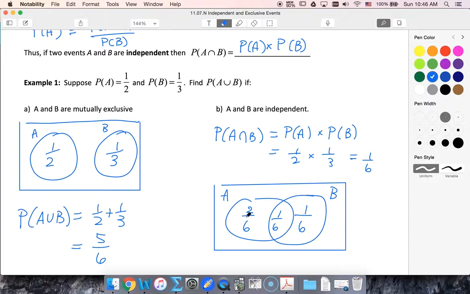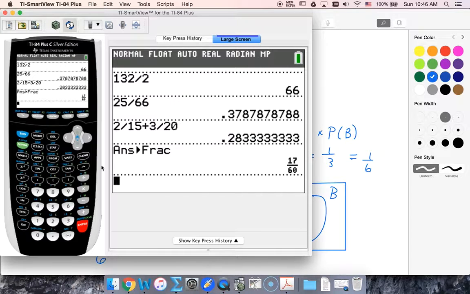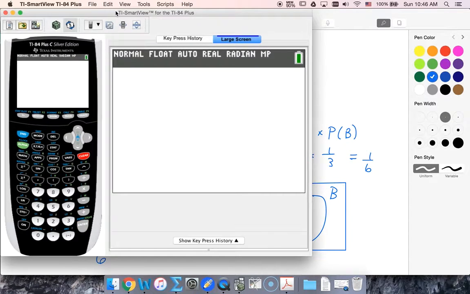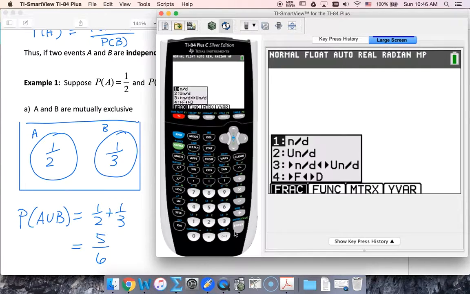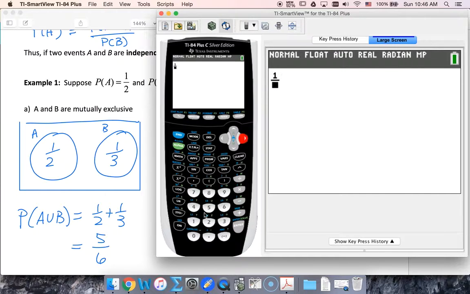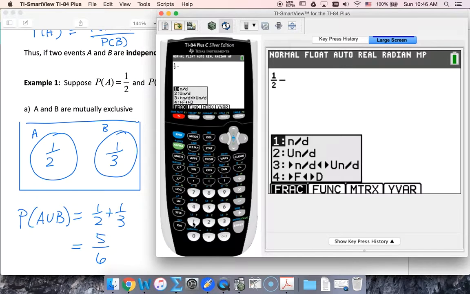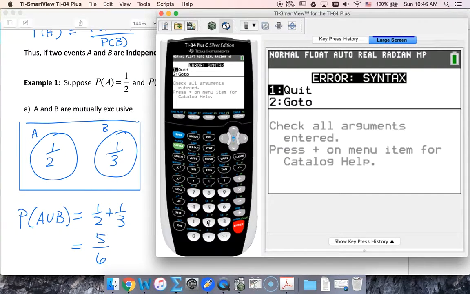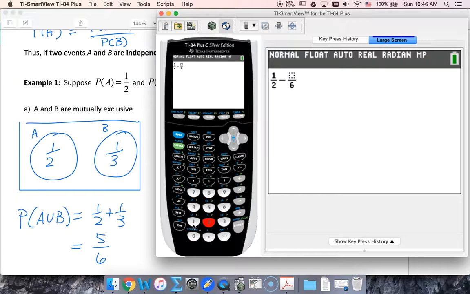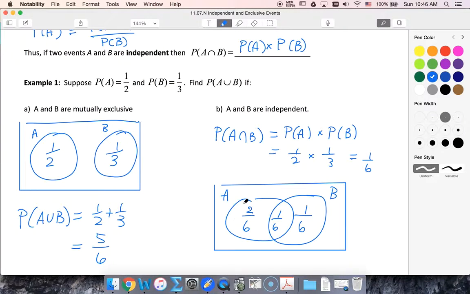I could have used my calculator to find these also. So let's look here on my calculator. If I know that my intersection was 1/6, I could have said that A is going to be 1/2 minus 1/6, and I get my 1/3. Well, 2/6 is the same as 1/3.